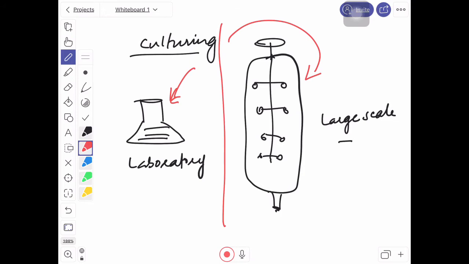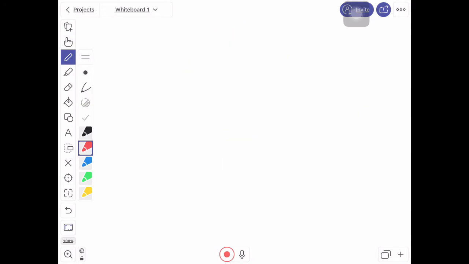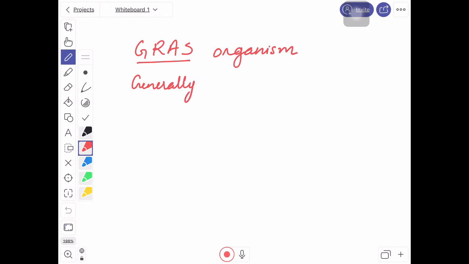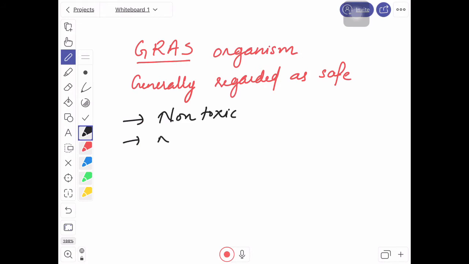Before going to the purification of proteins, I will introduce some concepts. These concepts will help us to know better about the purification of proteins. First one is we should use only GRAS organisms. GRAS organism is generally regarded as safe. Generally regarded as safe means they are non-toxic, they are non-virulent, and sometimes it is said that these organisms are not producing any antibiotics.